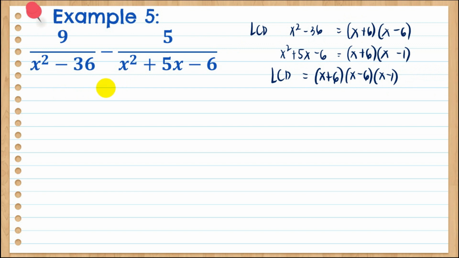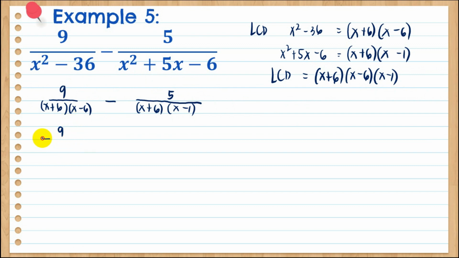But before we proceed in our step number 2, i-rewrite na muna natin ang ating RAEs. So, we have here 9 all over, ano ulit yung factors niya? X plus 6 times x minus 6. Minus, we have 5. Then, its denominator as factors, we have x plus 6 and x minus 1. Okay? So, dito pa lang makikita nyo na kung ano yung matitira natin dito sa LCD na pwede natin i-multiply sa ating mga numerators.